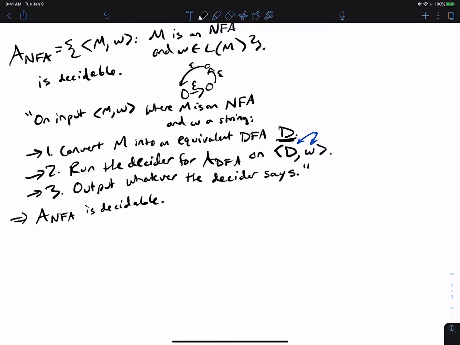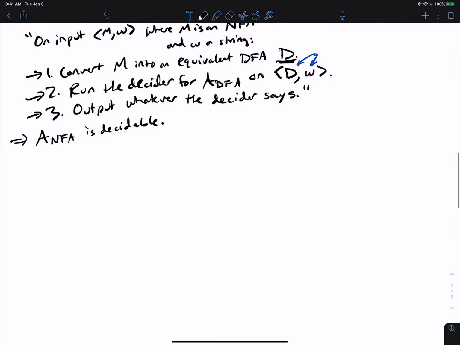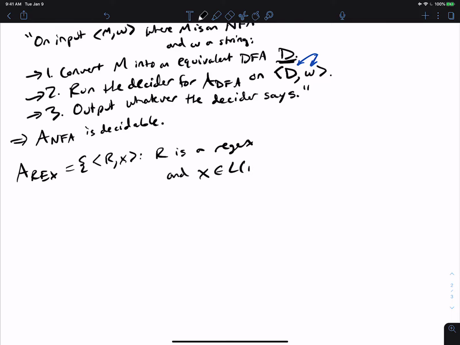Pretty cool. So now let's work our way up one level. I'm not going to go through the entire kit and caboodle for this, but we're going to do one right here for regular expressions. So R is a regex, and this is the notation that they use. X is the string that is described by the regex, I mean. I don't know why they don't use w. It's just what they're used to, I guess.